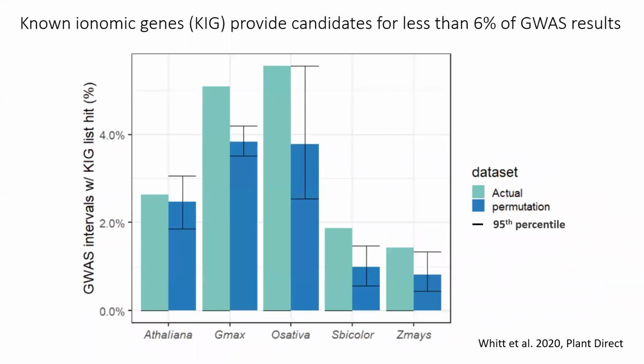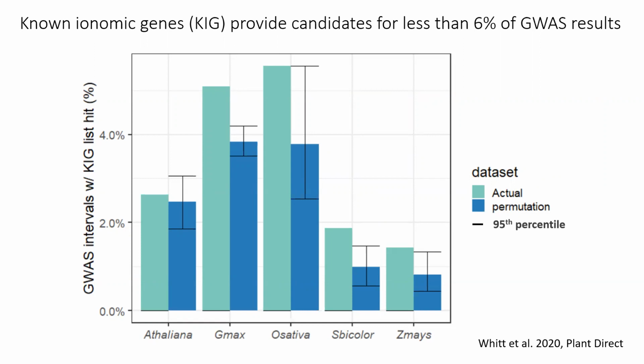I did this with elemental uptake data, also known as ionomic data, for GWAS datasets in these 5 species. I also made random permutations of these datasets by taking the same number of SNPs from our real dataset and randomly scattering them across a respective genome to see what is the chance that any part of the genome would be covered by a known ionomic gene. In this graph, you can see that the known ionomic genes are hitting on something real, since they are covering our real GWAS intervals more often than our random permutations.